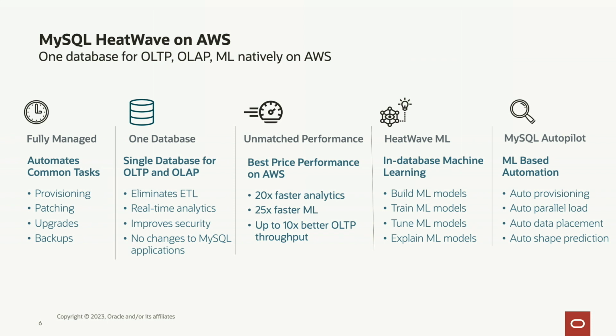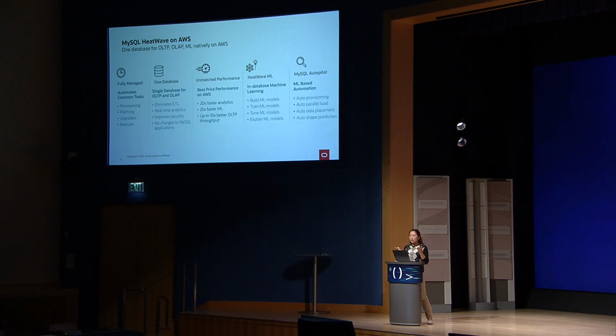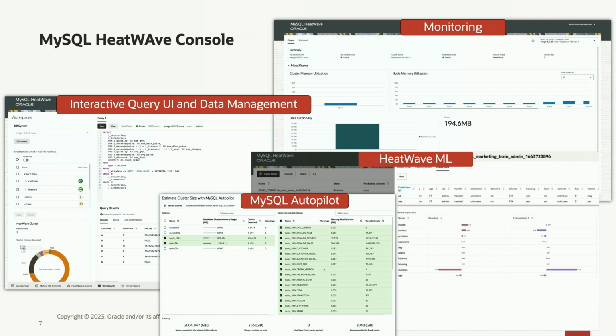We'll talk a little bit more on that, machine learning, and then also autopilot as well. And on top of that, because we run natively on AWS, we can reduce the latency, reduce the egress cost, and then allow us to be deeply integrated into the AWS services ecosystem to provide a much richer experience for our AWS customer.